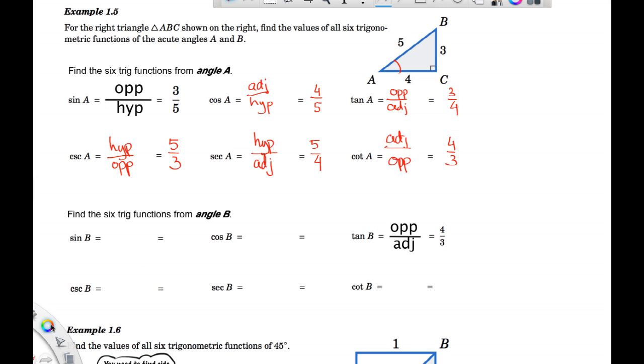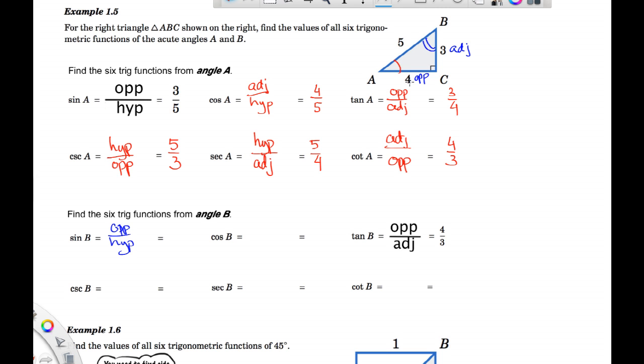Okay? Find the 6 trig functions from angle B. I did want you to definitely see this one. So now we're in angle B, and that means that we're looking at things differently. So for B, this is adjacent and this is opposite. Okay? So the sine of B, and the sine is opposite over hypotenuse, right?